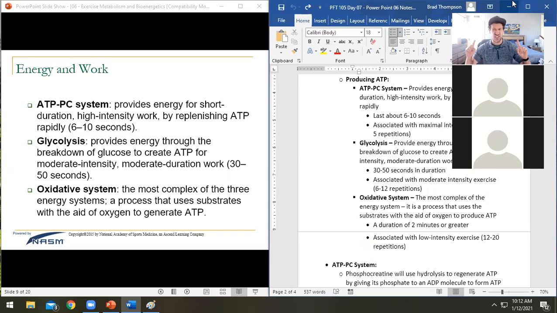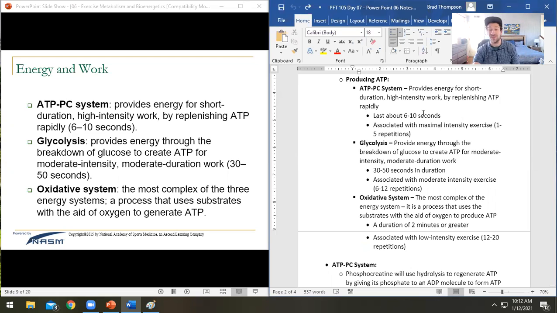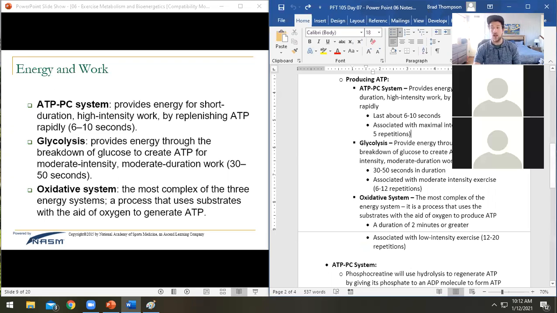This is super intense, super explosive, massively fast energy production, which is why it burns out really quick, and it only lasts what you can see here, about 6 to 10 seconds. So this is your super high intensity work.